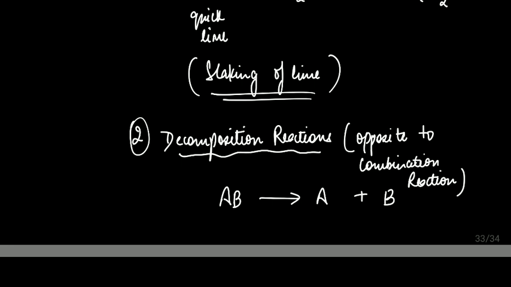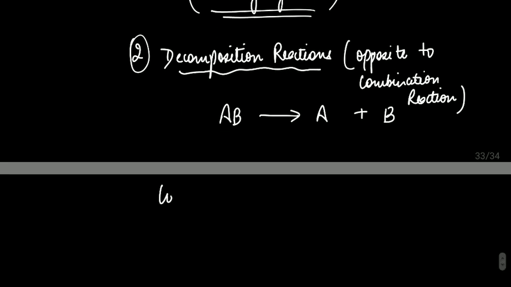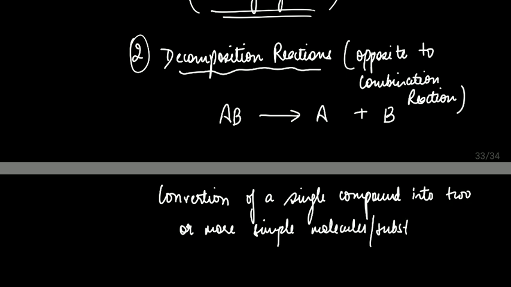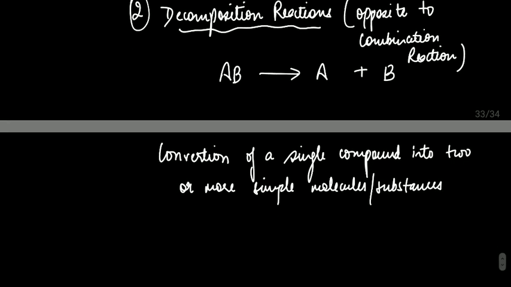So how can we define it? We can define it like this: conversion of a single compound into two or more simple molecules or substances. That is called decomposition.